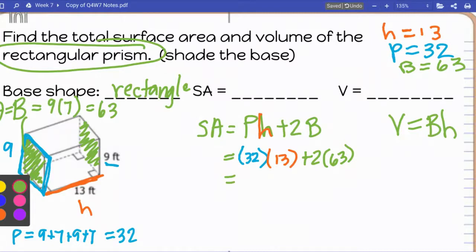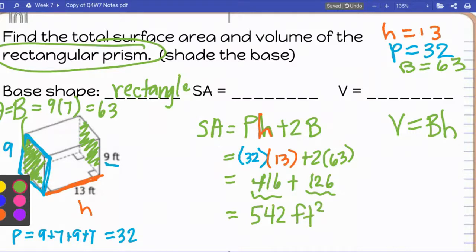32 times 13 is 416. And 2 times 63 is 126. So this is the area of both the bases. This is your lateral area. And then we add them together, and we end up getting a total surface area of 542 feet squared.